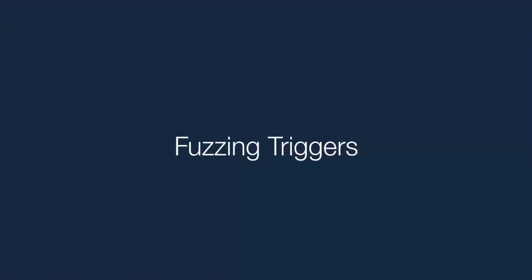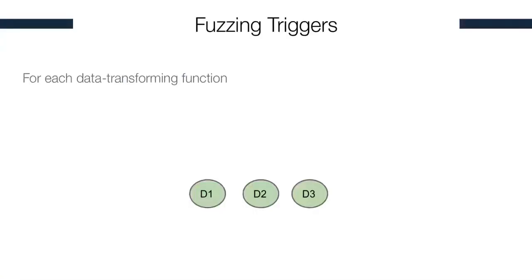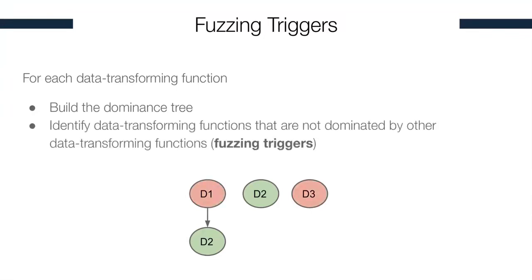The next phase is identifying fuzzing triggers. Here, for each of the data transforming functions that we identified, we compute the dominance tree, which includes only the functions which are considered as data transforming. And then the root of each dominance tree will be considered as a fuzzing trigger. So here in this case, there are 2 dominance trees, and the roots of the dominance trees are D1 and D3, which will be considered as fuzzing triggers.